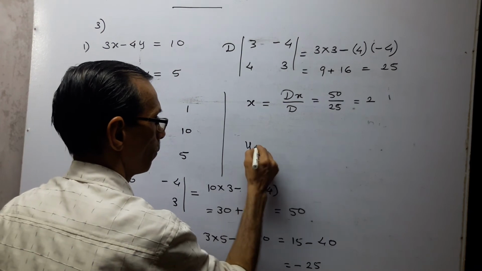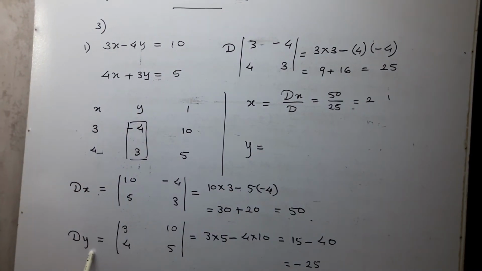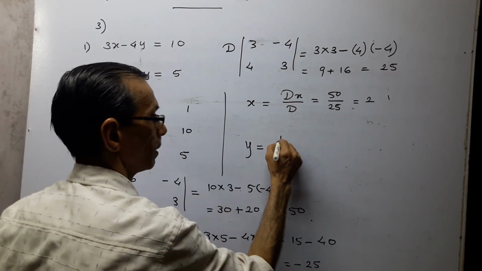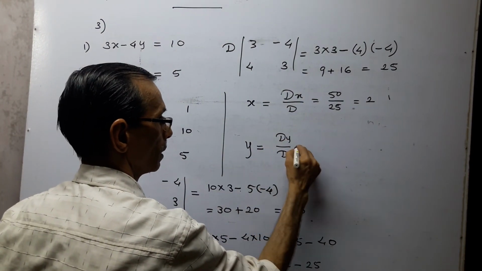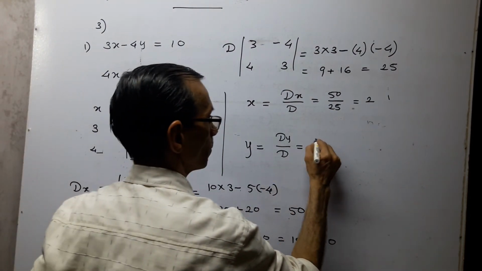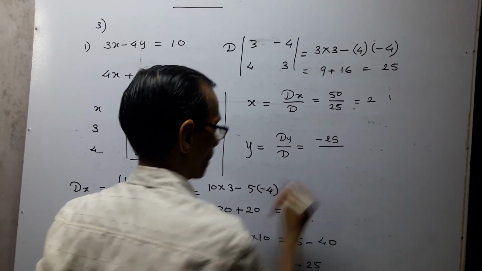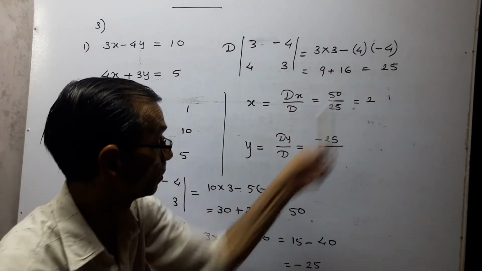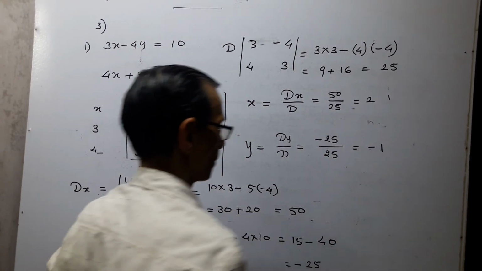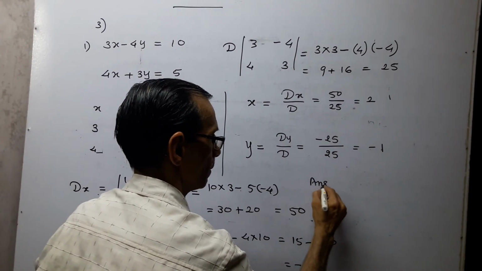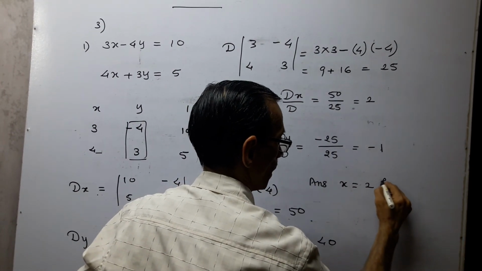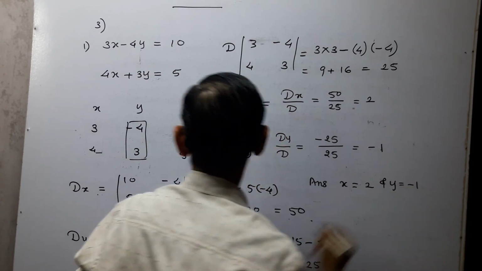Similarly, when you have to find the value of y, then y is equal to dy upon D. But dy is equal to minus 25 and D is equal to 25, and that equals minus 1. And the answer is x equal to 2 and y is equal to minus 1.